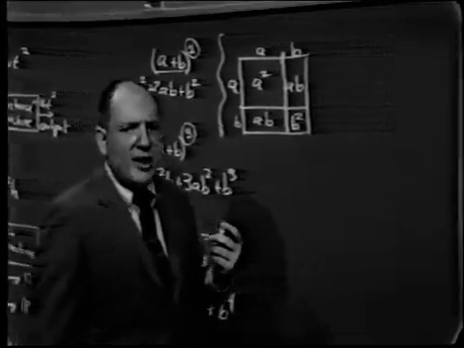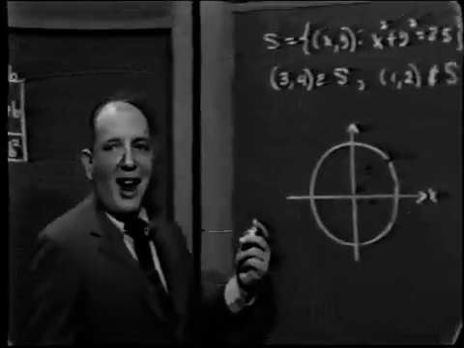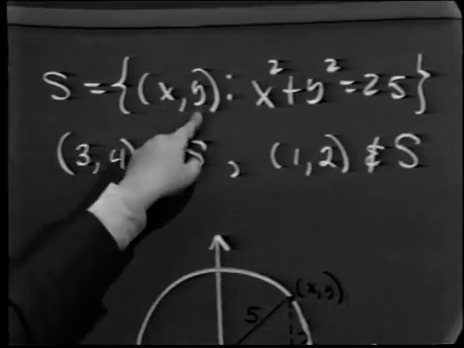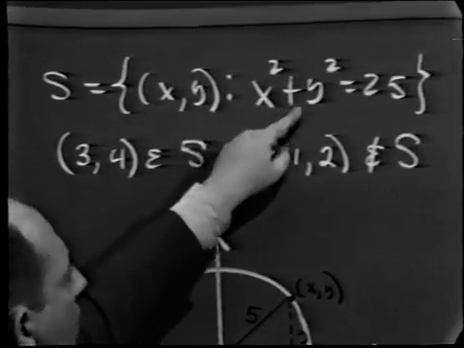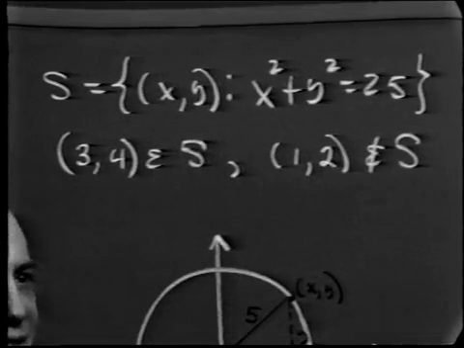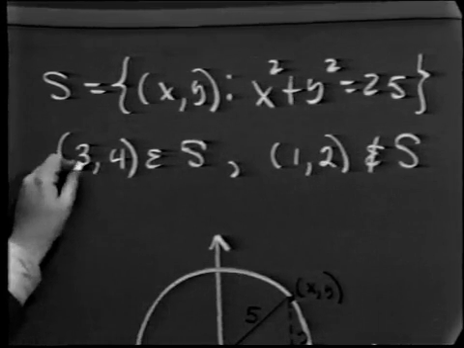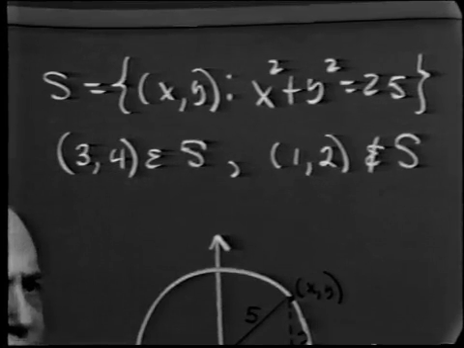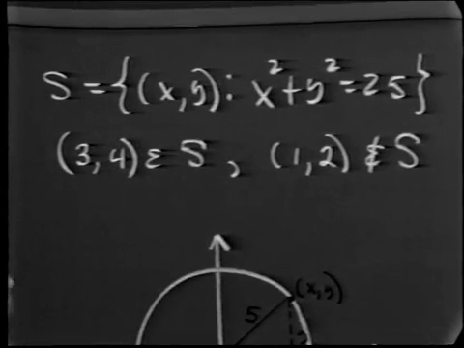Let's look at the following set. That also should review our language of sets for us. Let S be the set of all ordered pairs (x, y) such that x squared plus y squared equals 25. Question: does the ordered pair (3, 4) belong to S? Answer: yes. How do we know?